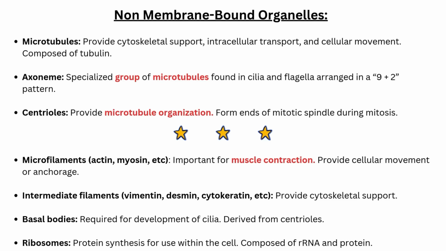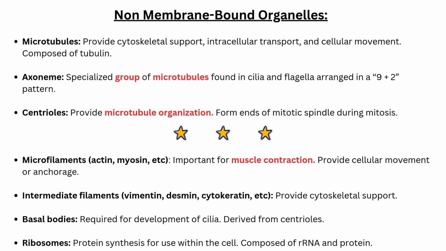Then we have axoneme. Axonemes are nothing but a specialized group of microtubules. They are found in cilia and flagella of bacteria. And the cilia and flagella, we know they are responsible for movement of bacteria, that is, basically for locomotion.